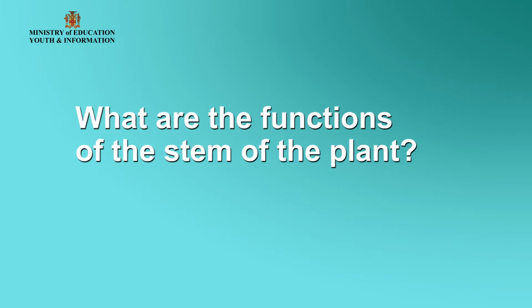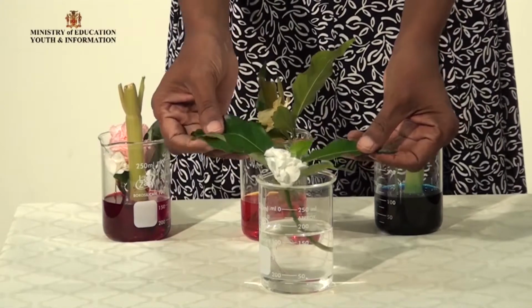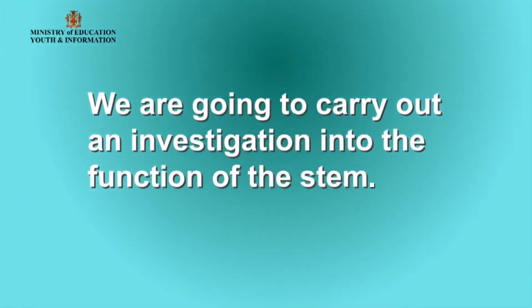Now students, remind me, what do you remember about the functions of the stem? What does it do for the plant? Now you will notice that the stem has the leaves attached to it. So we know that the stem helps to hold the plant firmly in place. But what else can the stem do? Well, we're going to find out. So we're really going to carry out an investigation into the function of the stem.